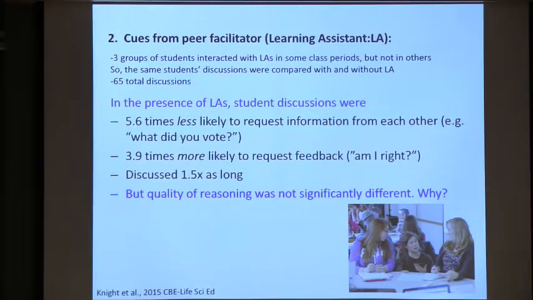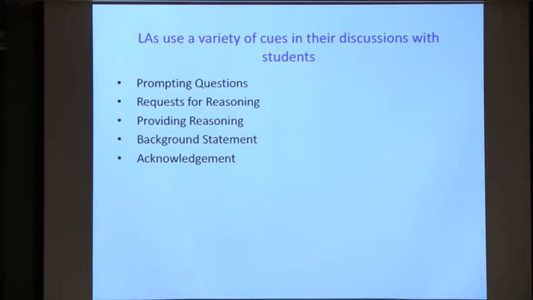And it wasn't all the time that we could hear the LA, but most of the time we could hear something about what they were saying. So we could characterize the way they were interacting with the students. And what we found was that they used a variety of different ways of interacting, not surprisingly, right? So they asked prompting questions like, well, why do you think it might be that way? Or have you ever thought about it this way? They used direct requests for reasoning, like why did you answer C? Explain your reasoning to me.